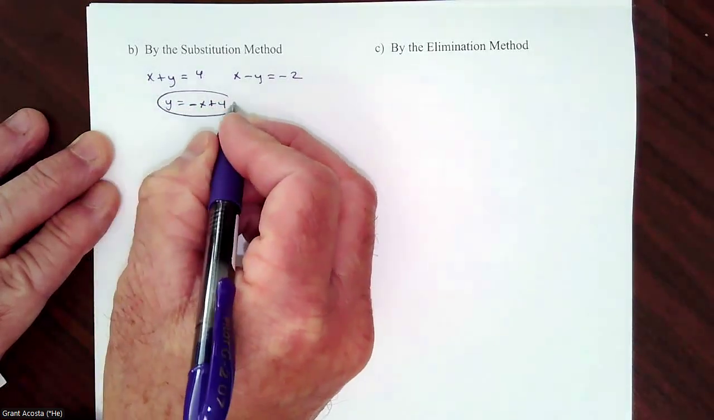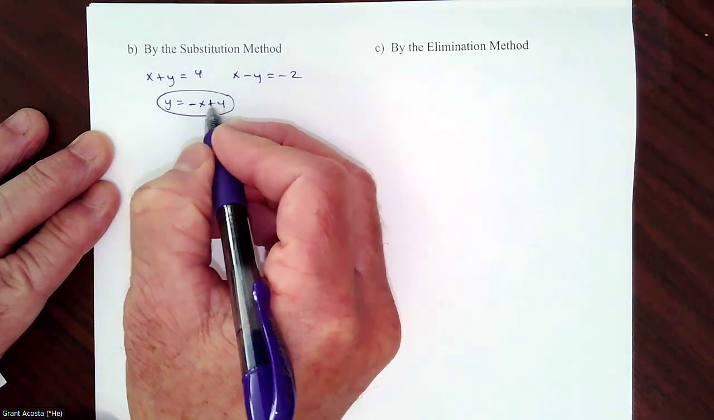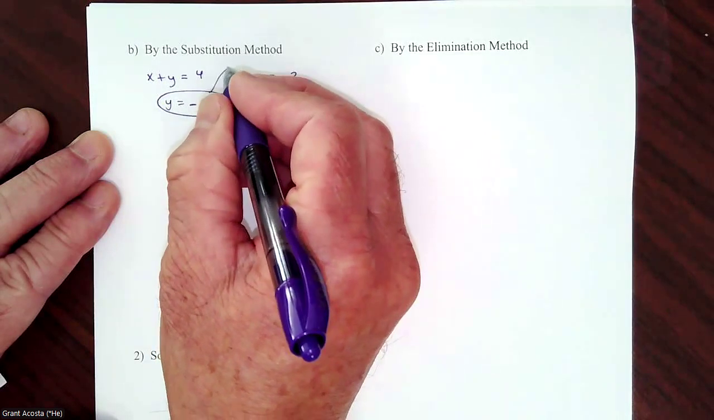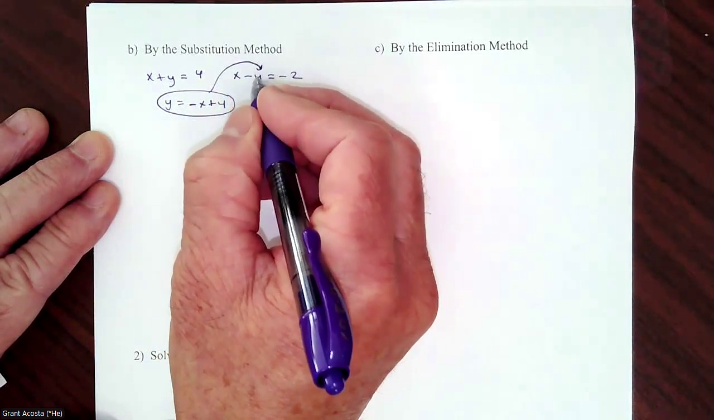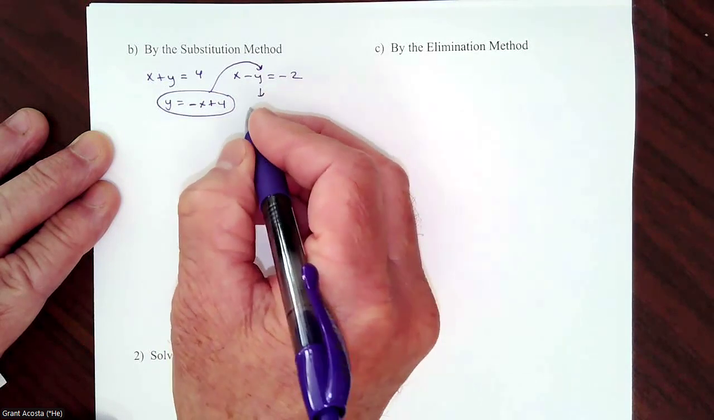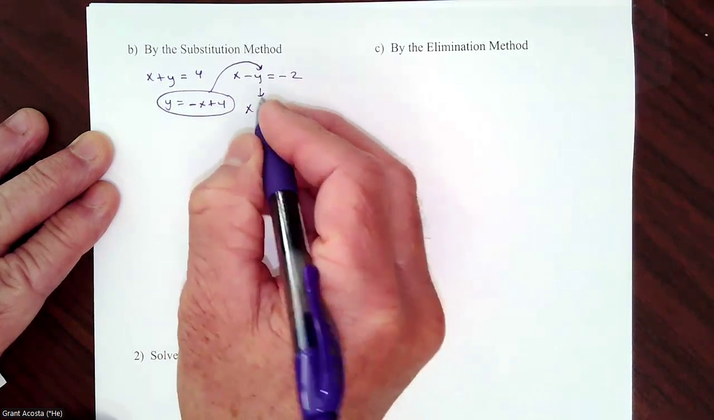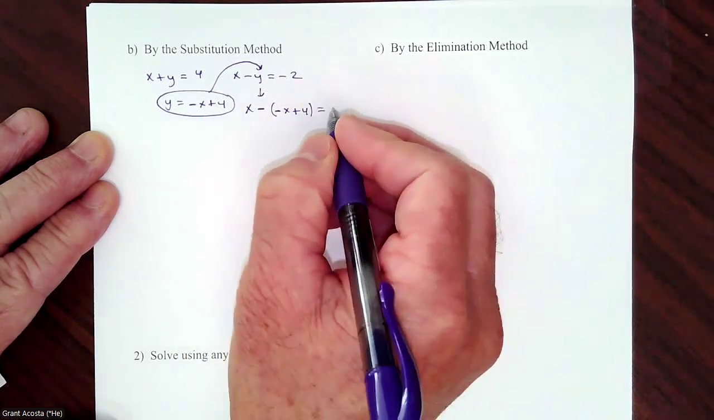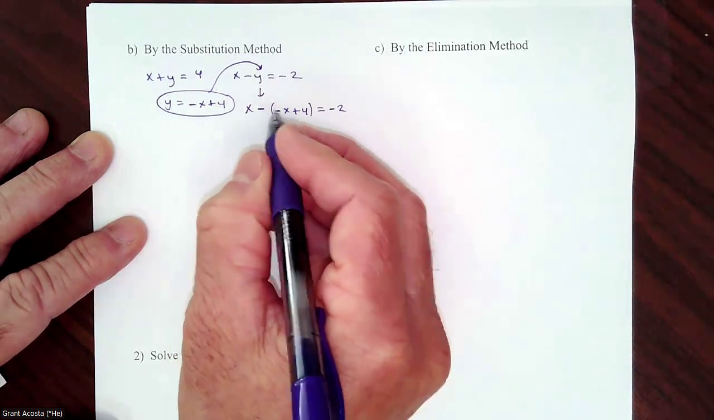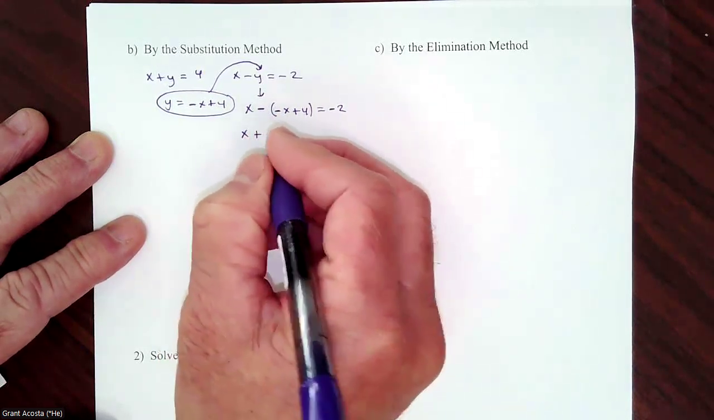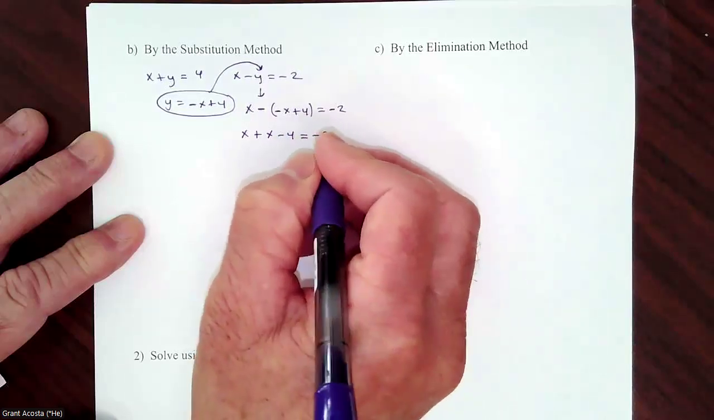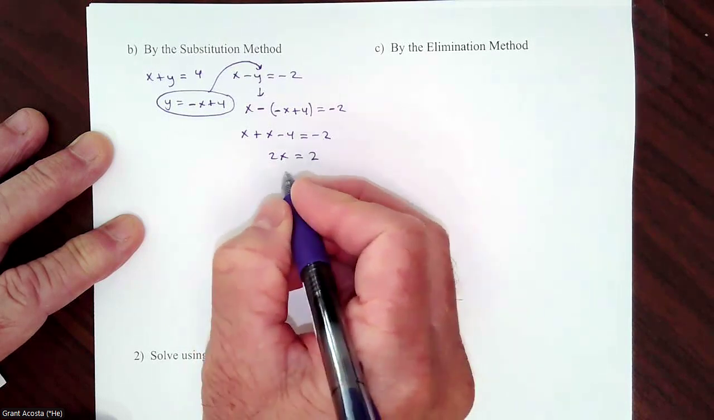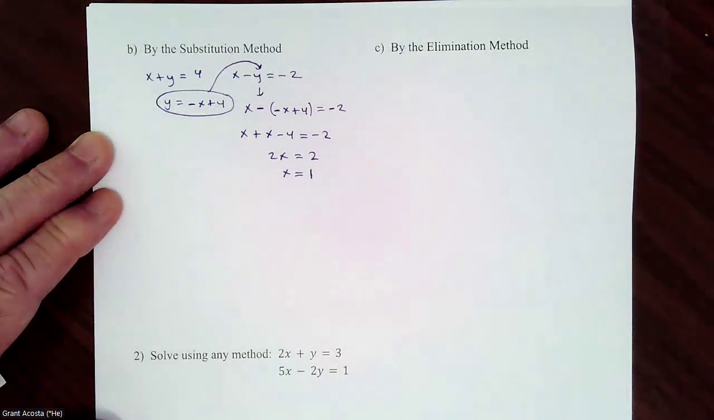And the idea of the substitution method is if I'm looking for the common point between these two lines and I solve one equation for y, I can literally substitute that in for y on my second equation. So that's going to be x minus, now be careful, I'm minusing what I'm putting in for y, which is (-x plus 4) equals -2. And if I distribute the negative, that gives me x plus x minus 4 equals -2. 2x, if I add the 4 over there, gives me +2. I get x equals 1.